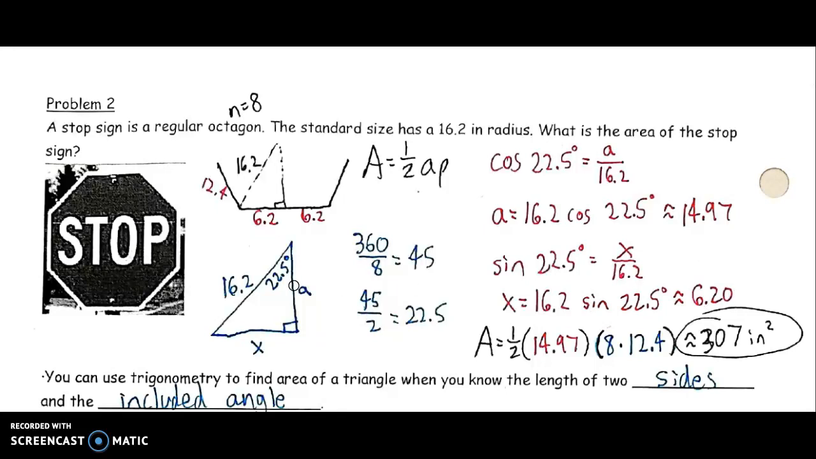Something else you could use is the Pythagorean Theorem. If you already know the apothem, you could do something like 16.2 squared minus that apothem squared. That would also be another way to figure out that missing leg.